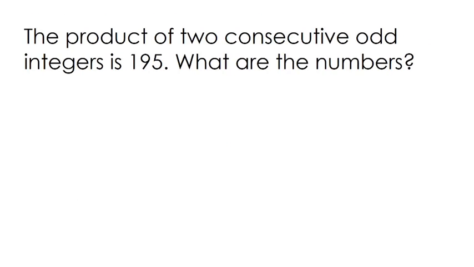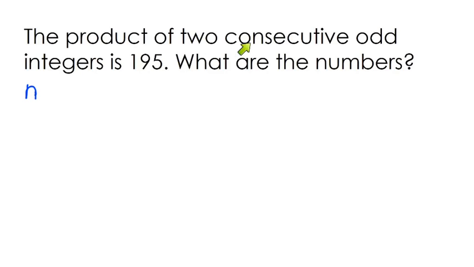So this next one says the product of two consecutive odd integers is 195. What are the numbers? Now, this one's a little bit tougher. And so what we've got to think about is we're trying to find a number, and I'm going to choose to represent that number with n. You can use whatever variable you want.